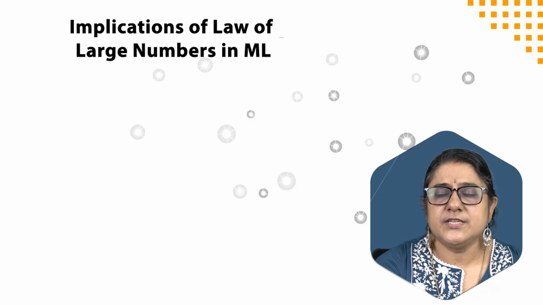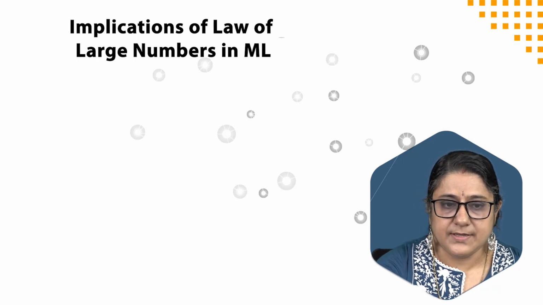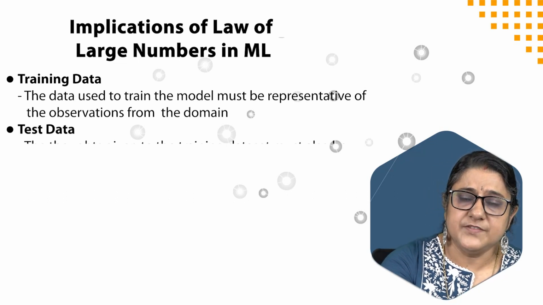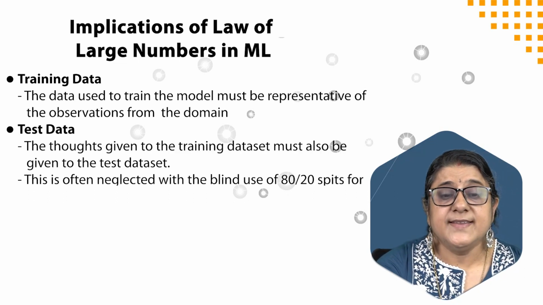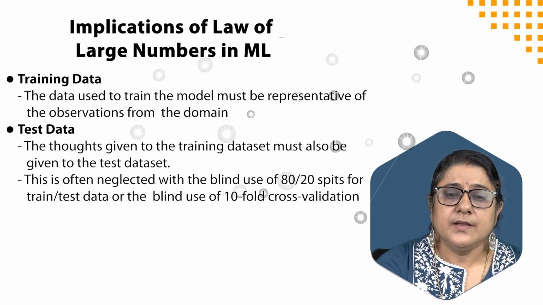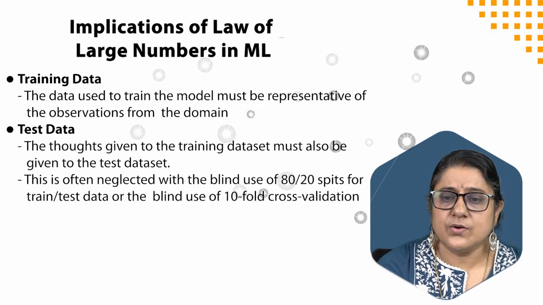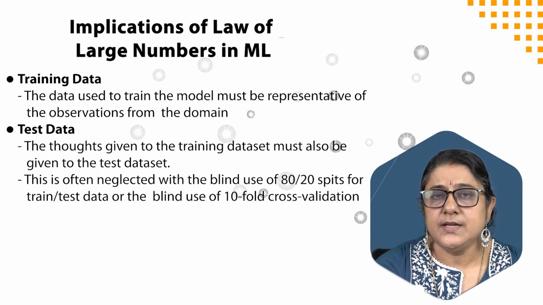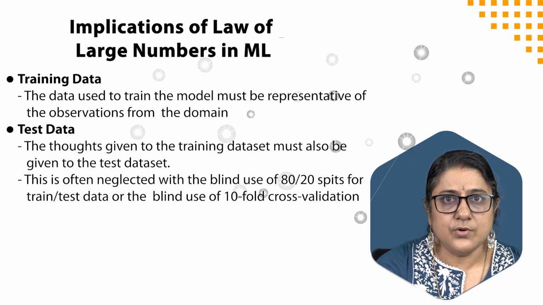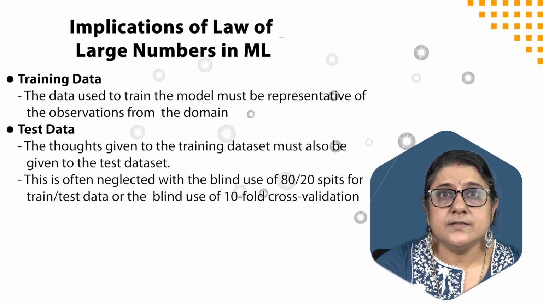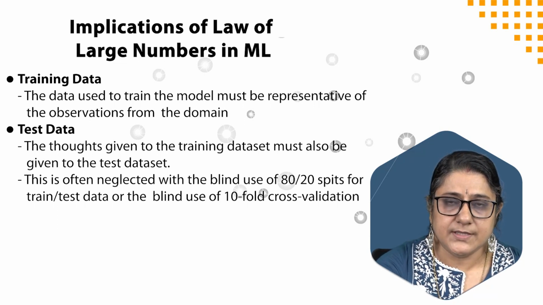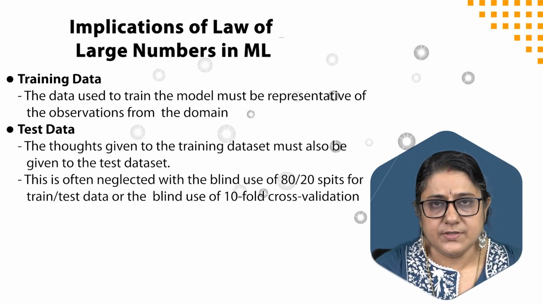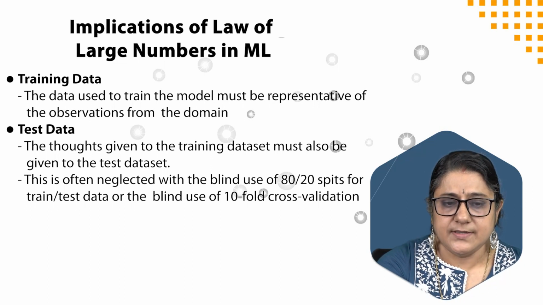So what is the implication of the law of large numbers in ML? The training data must be representative of observations of the domain. Given the training data, we must also have test data. The test data set is never seen by the model. It is not part of the data on which the training is done. So usually an 80-20 split ratio is used for the training and the test data.